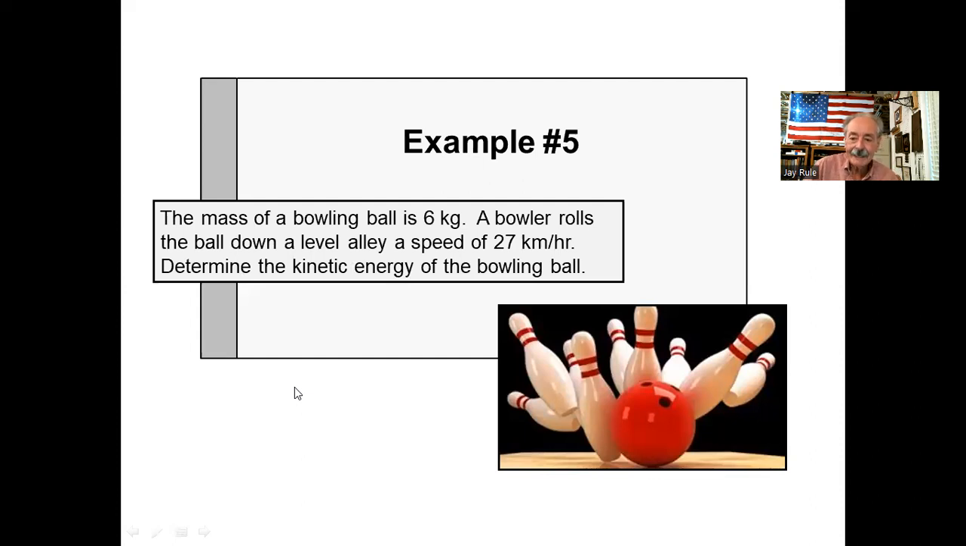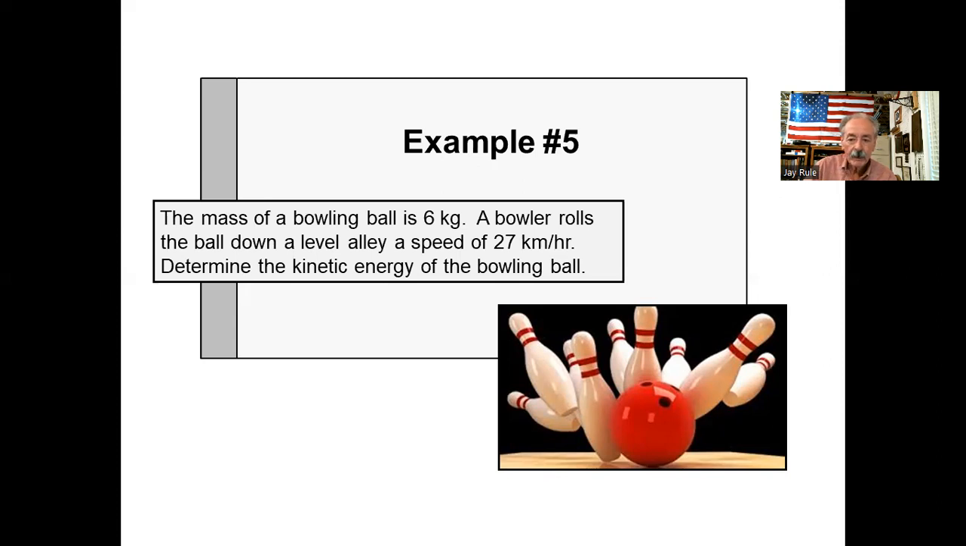Now let's move to kinetic energy. Example 5, the mass of a bowling ball is 6 kilograms. The bowler rolls that ball down a level alley, and the speed of the bowling ball is 27 kilometers per hour. Determine the kinetic energy of the bowling ball.